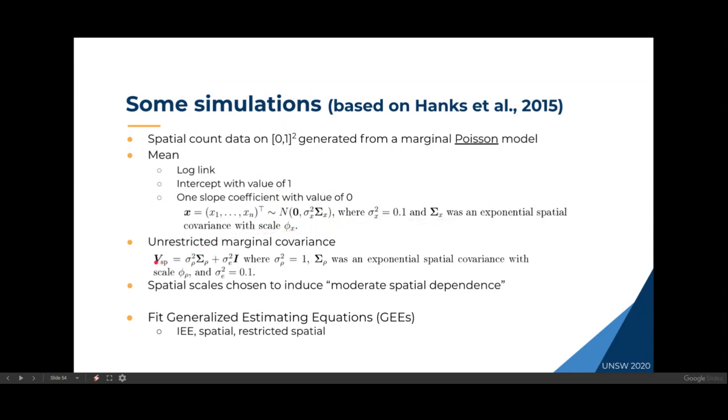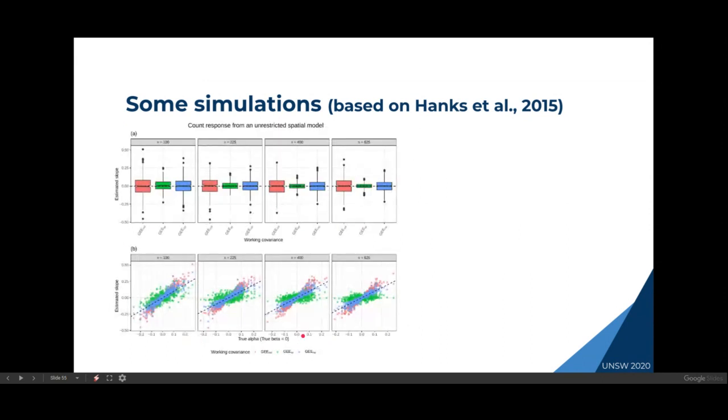I can now actually say that the marginal covariance I used is of an unrestricted form of this form here, and the sigma, and this was actually also an exponential covariance. And the spatial scales in both cases were chosen to induce moderate spatial dependence. Most important point that I can now reveal, you could say, is that the three choices of the working correlation I have were the independence case, the unrestricted spatial, and the restricted spatial. And so these are the results that I showed you at the very beginning.